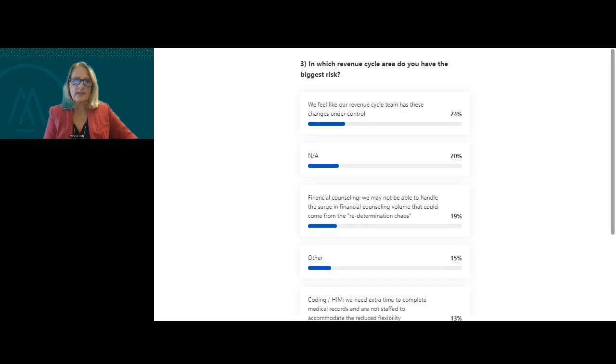All right, pretty spread out. So every organization is certainly different, and the risks that you have are certainly unique. So we will move on from here.